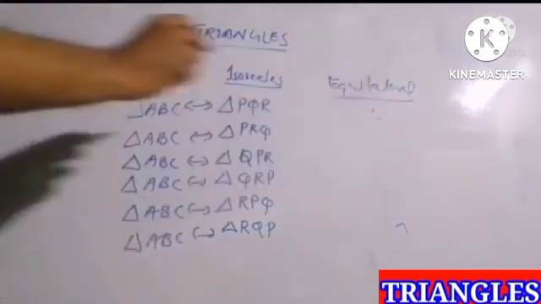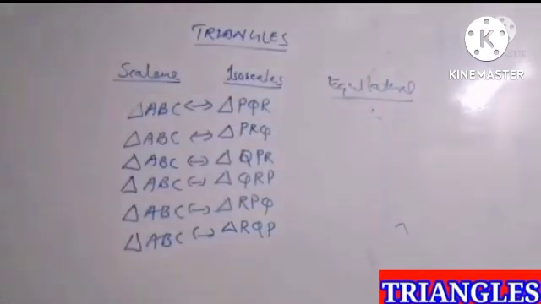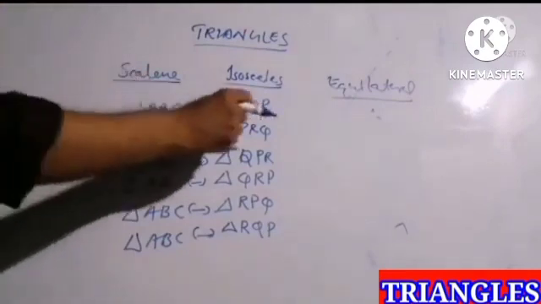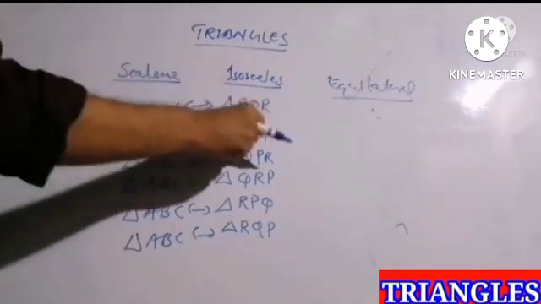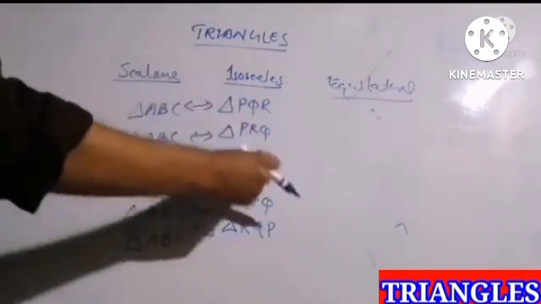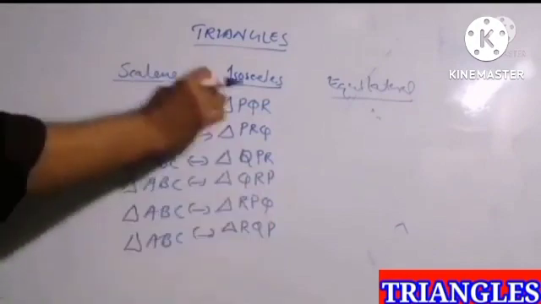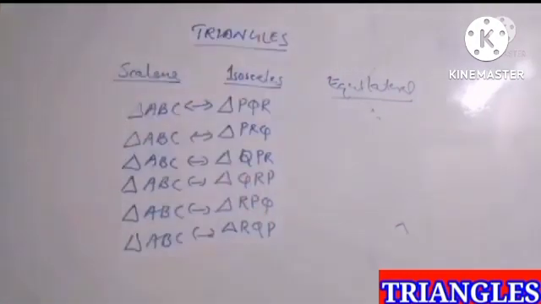Only equilateral triangles will have all the 6 correspondences, because in an equilateral triangle all the sides are equal and all the angles are equal. So they can coincide anywhere. Okay, you can put PQR on ABC, PRQ on ABC, QPR on ABC, QRP on ABC. In all the 6 ways they are matching.